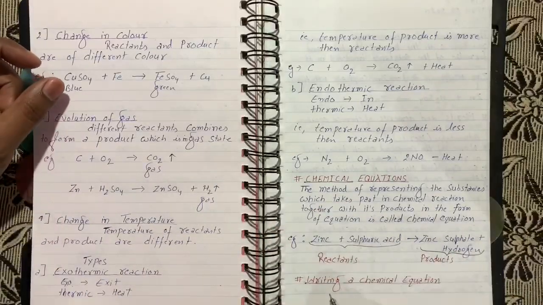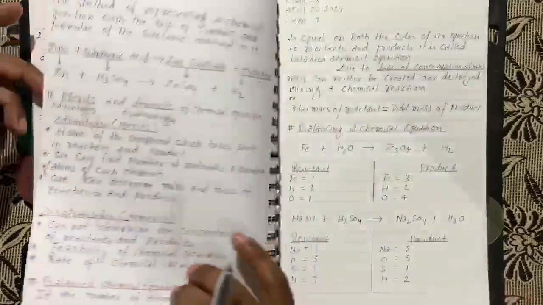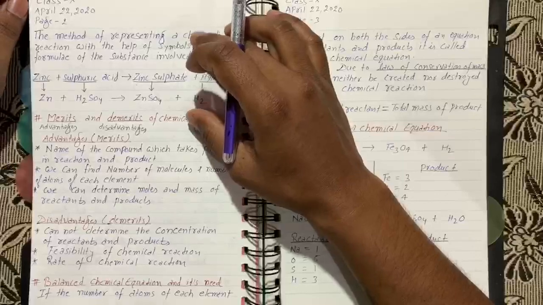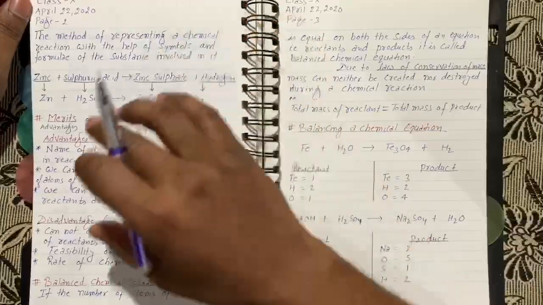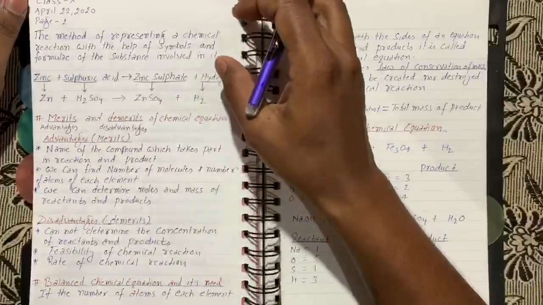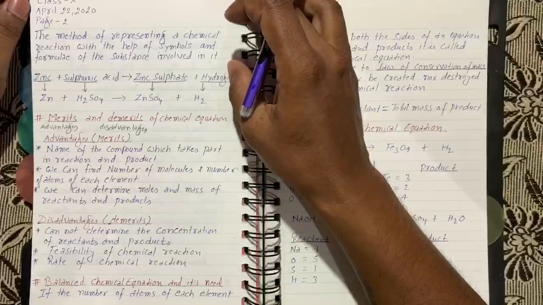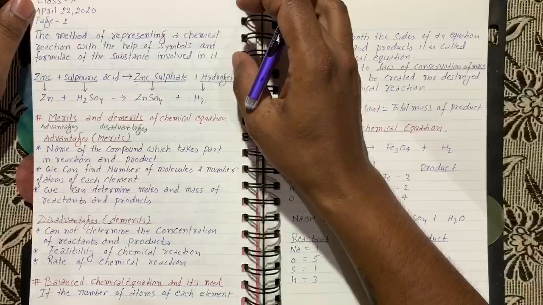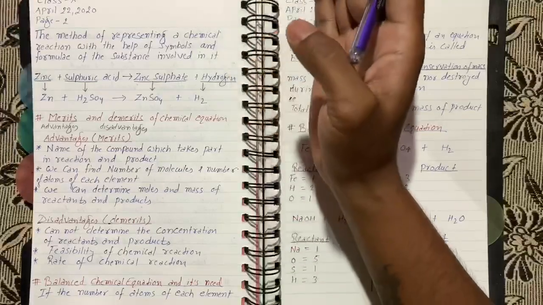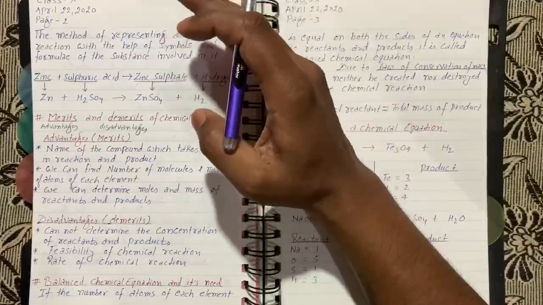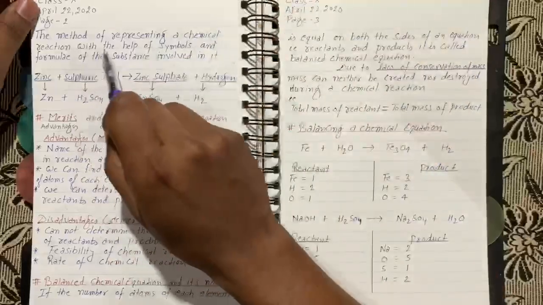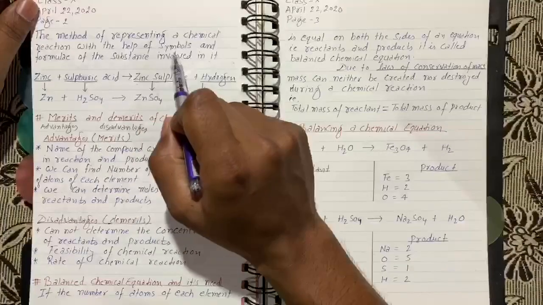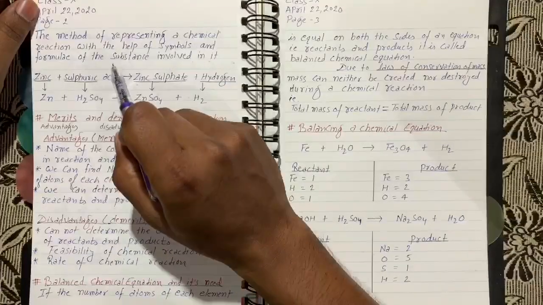Now the next topic is writing a chemical equation. It is very difficult for scientists to write the reaction with names every time. So they came up with a simple formula: whatever substances take part in the chemical reaction, write them down in the form of symbols and formulae. See here, the method of representing a chemical reaction with the help of symbols and formulae of the substances involved in it.